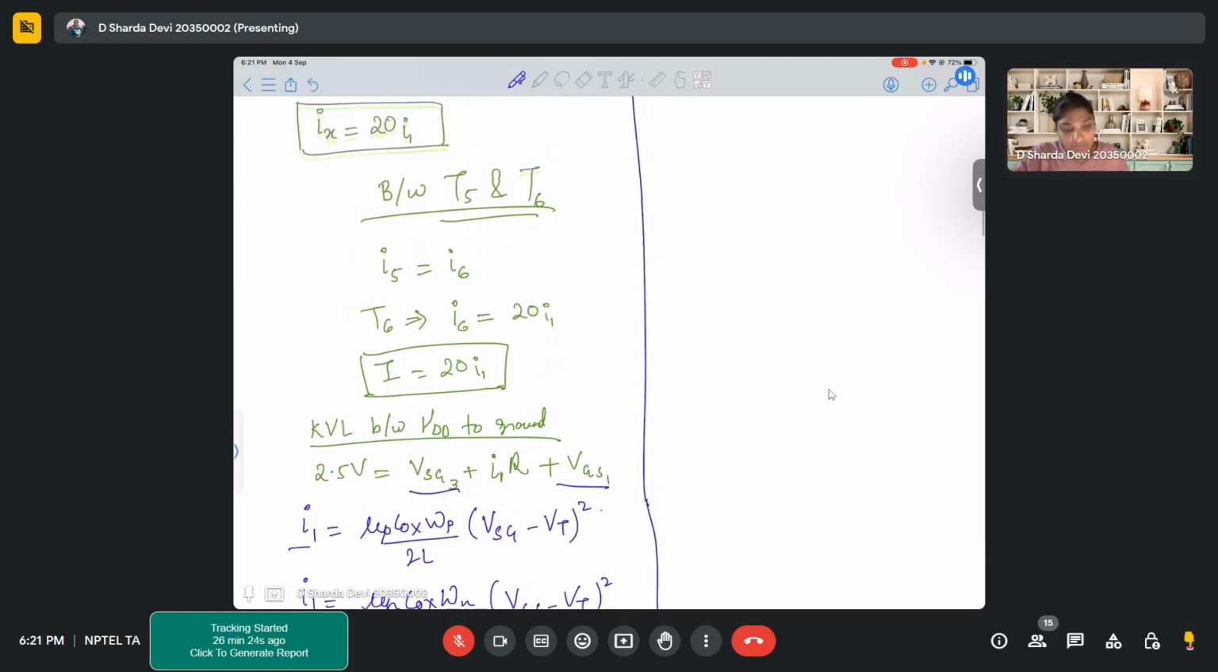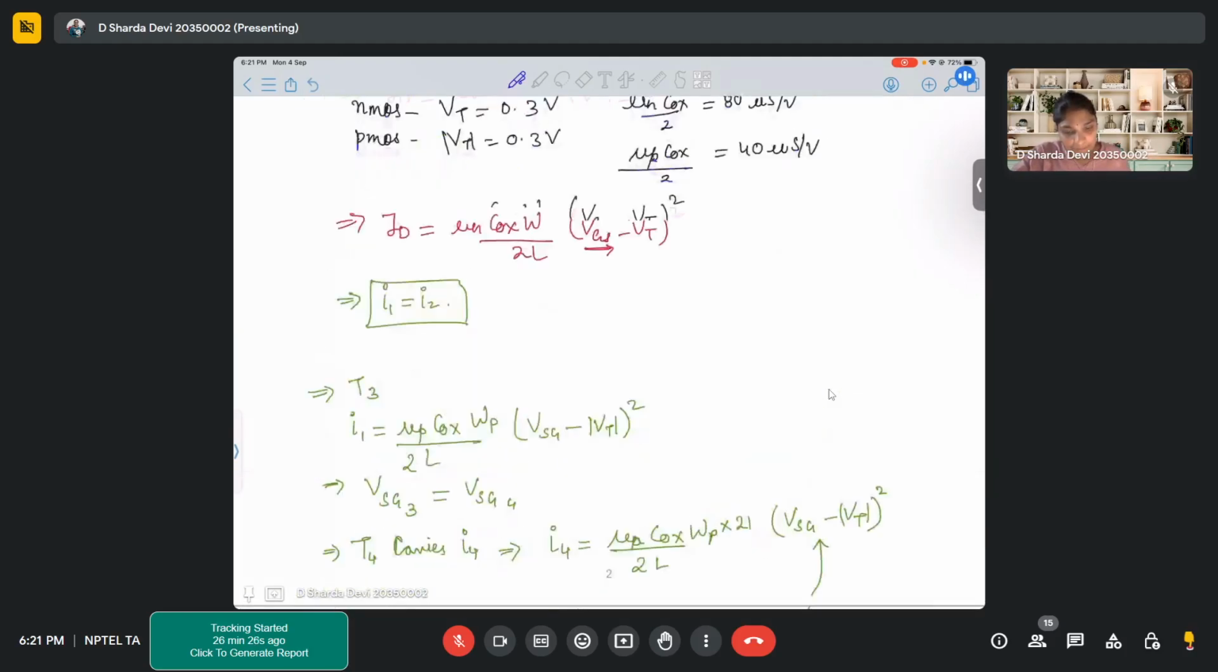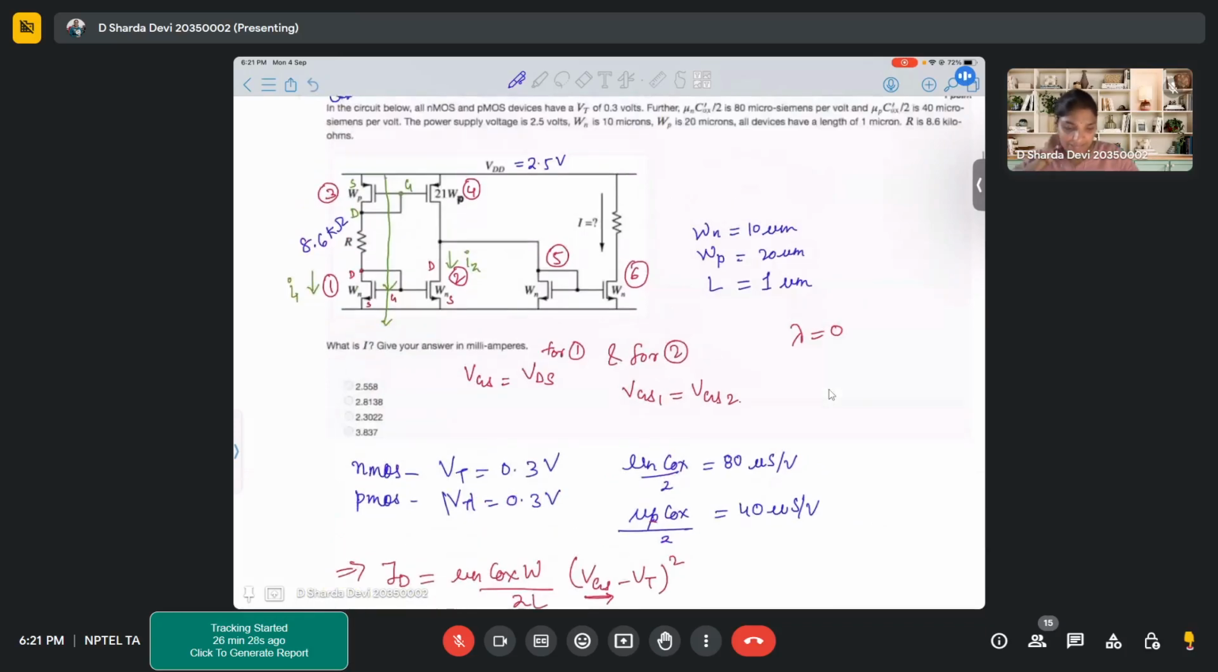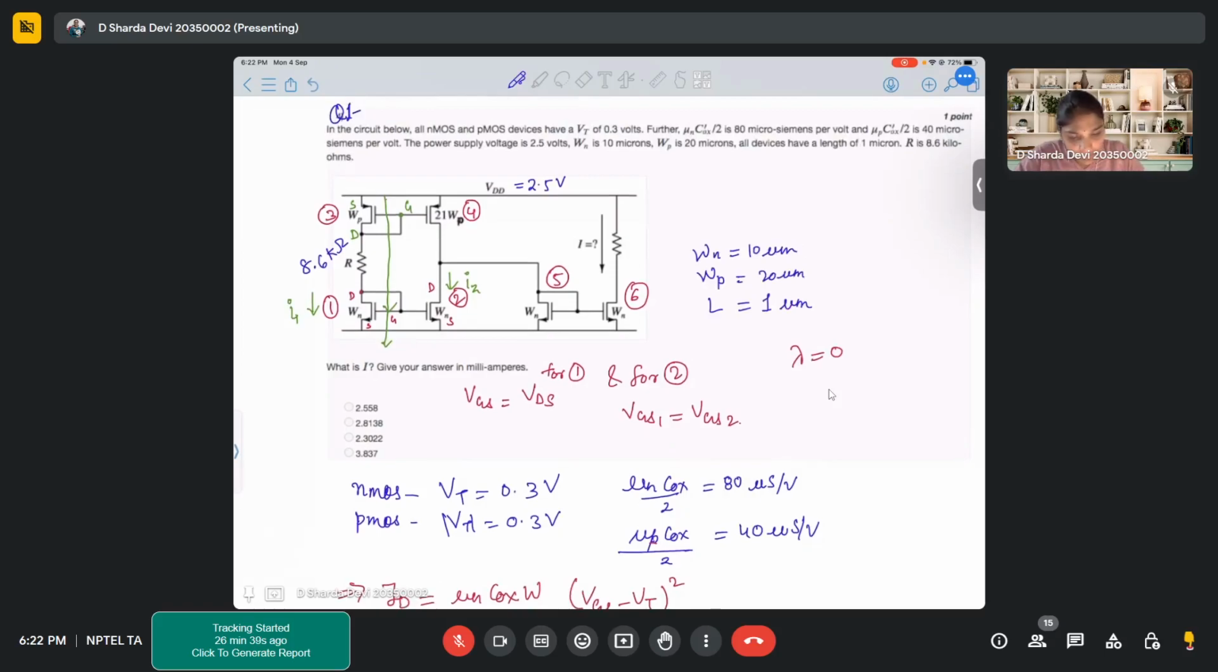Another way we can solve it is we have to find this current, right? So how can we find this current? And let's say we want it in another way. Is there any other way that we can find the currents? Yes, somebody was saying something.